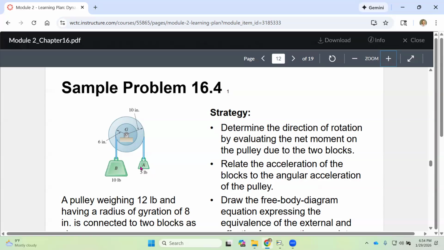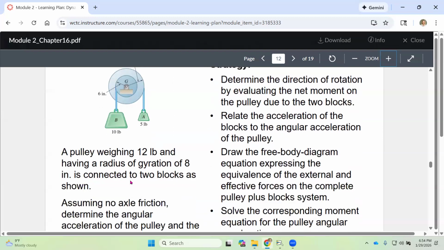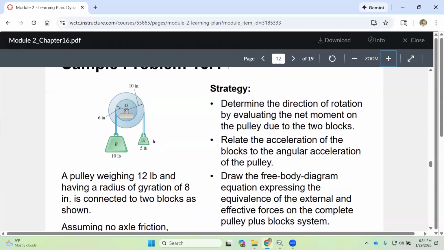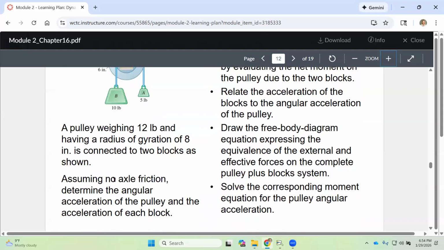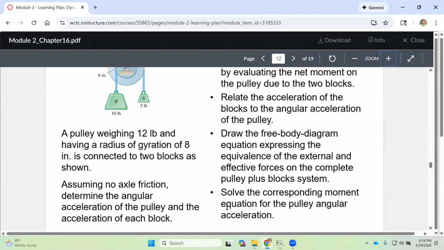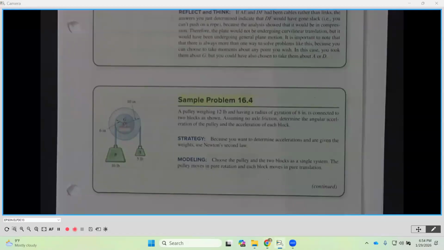Now, it says that the pulley itself weighs 12 pounds. So the whole thing, the way it's sitting there, weighs 12 pounds. And it has a radius of gyration of 8 inches. So that's that K value that we talked about earlier. And it's connected to two blocks as shown. Assuming no axial friction, determine the angular acceleration of the pulley itself and the acceleration of each one of the blocks.